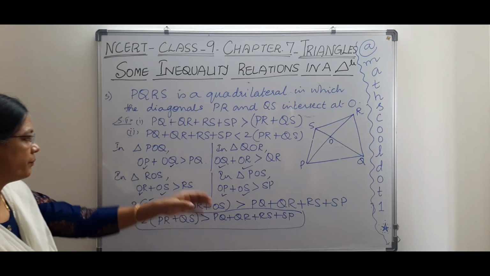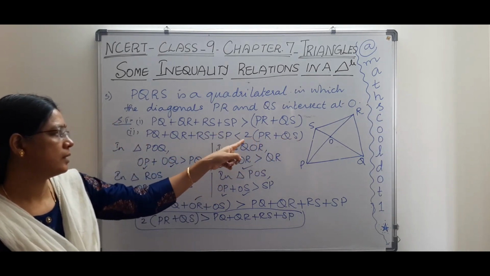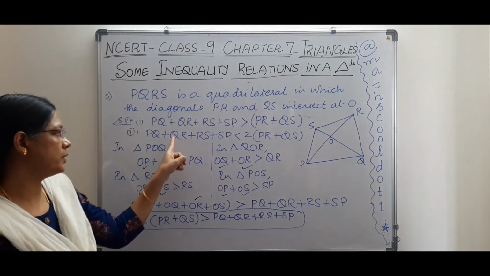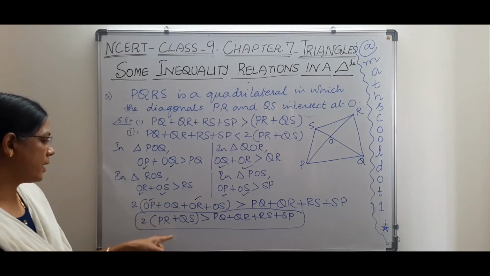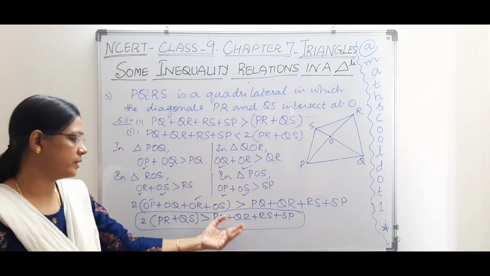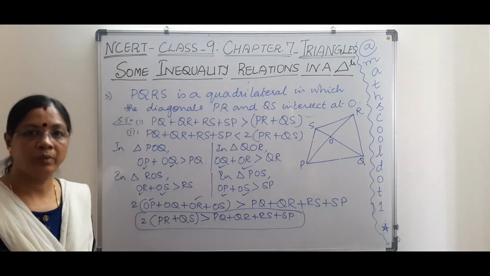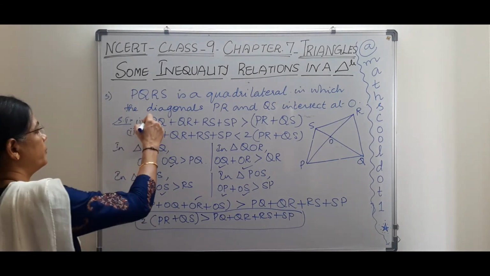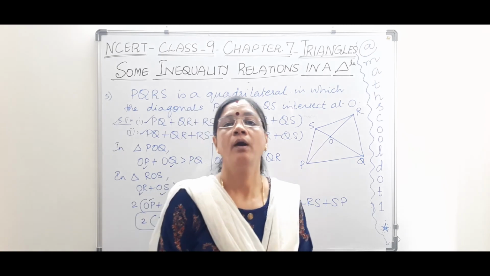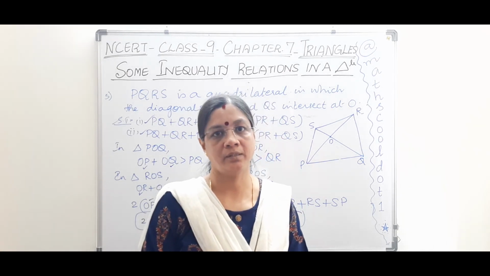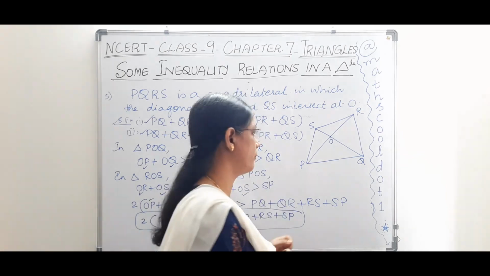The only thing is the reverse. We have got 2 times PR plus QS is greater than the sum of the sides, so PQ plus QR plus RS plus SP is less than 2 times PR plus QS. Both are the same. So we have proved both the conditions for this quadrilateral by viewing it as triangles, with the help of inequality relations in a triangle.